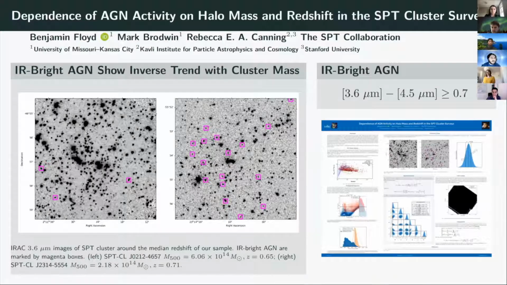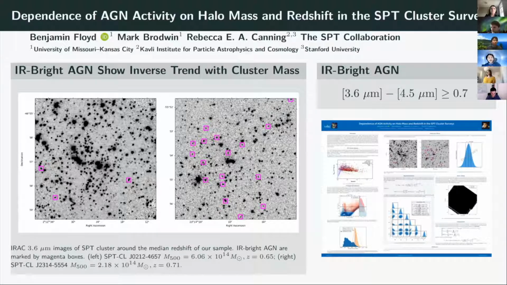Hi, yeah, I'm Ben Floyd. I'm a PhD student at the University of Missouri, Kansas City, working with Dr. Mark Brodwin and Dr. Becky Canning. Mostly what we're looking at is the dependence of IR-bright AGN activity with respect to the halo mass and redshifts in the SPT cluster surveys.